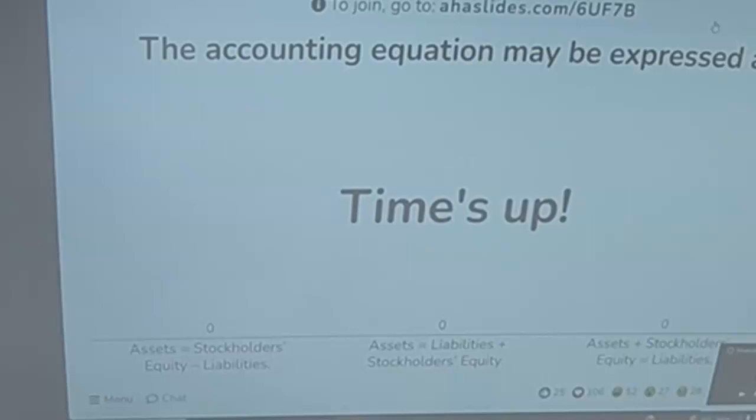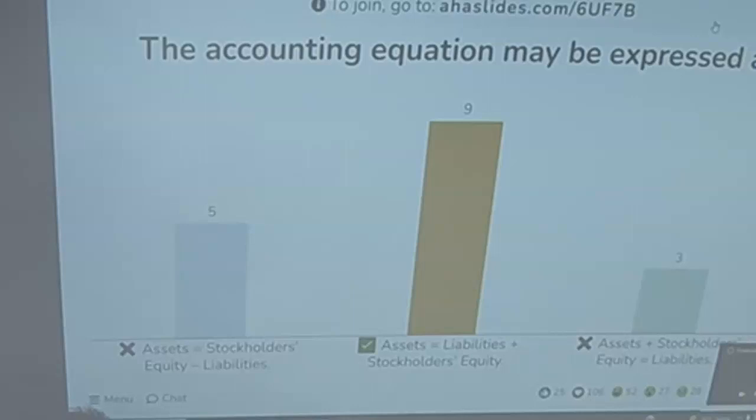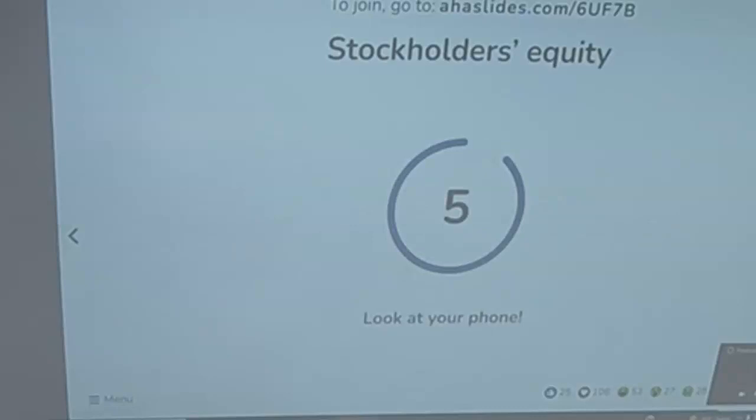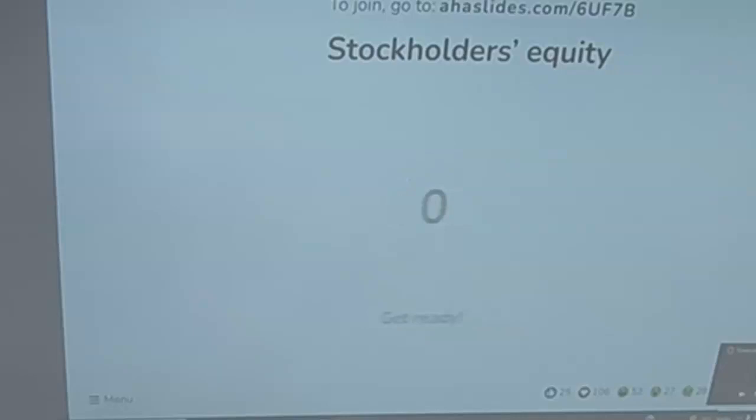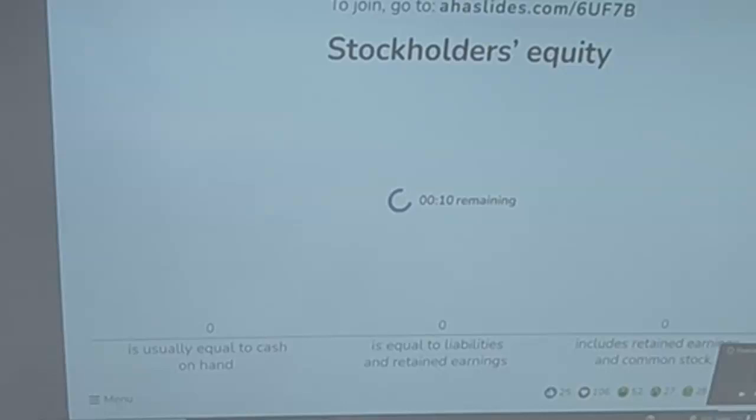Okay. Got a lot of work to do in this class. I don't know why 6 people would say that, but we've got a long time. We've got 13 weeks. We'll get this straight. Shareholders' equity is what? Is it usually equal to the cash on hand, equal to liabilities and retained earnings, or does it include retained earnings and common stock?